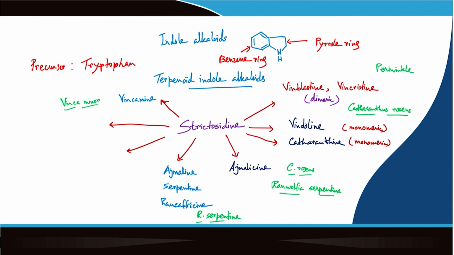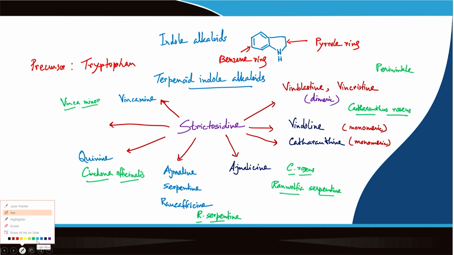Now, let us see another example which we will write here, the quinine. Quinine alkaloids are formed from the indole alkaloids, and a good example of quinine, all of you know, is Cinchona officinalis. Now, the last member in this group which I will write is strychnine.